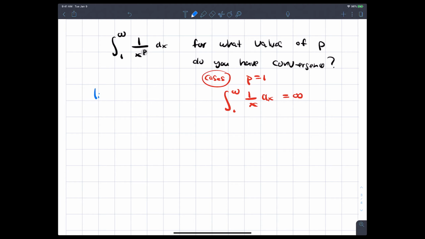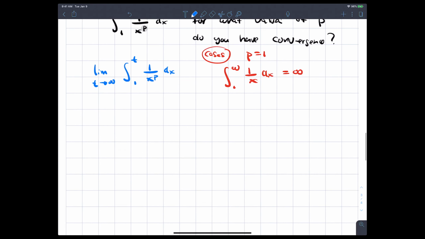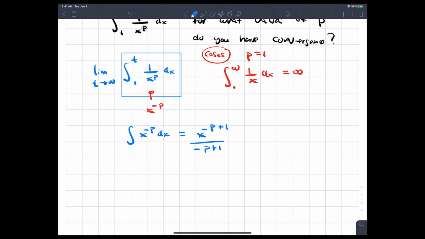We use the definition, remember, limit t goes to infinity, integral 1 to t, 1 over x to the p dx. So we're going to try to find the values of p that we get convergence here. And like always, we focus on this integral. And to remind you that this is x to the minus p, right? So when I integrate x to the minus p dx, I get x to the minus p plus 1 over minus p plus 1. And we're supposed to evaluate this from 1 to t.